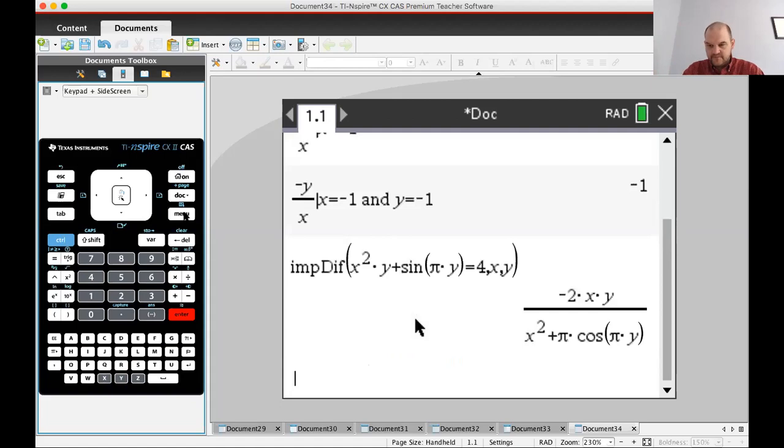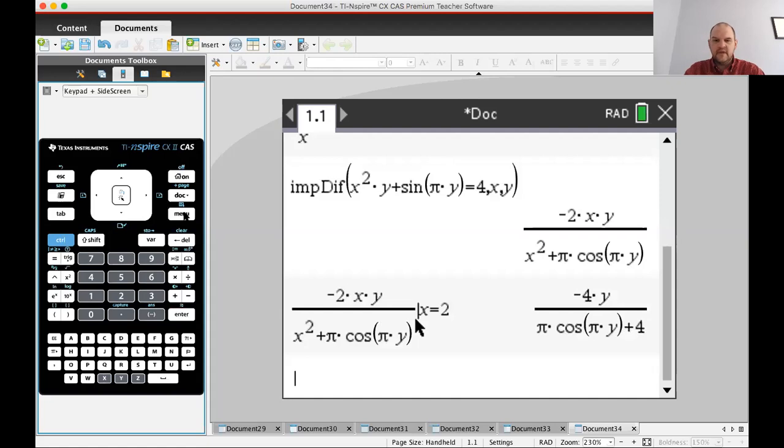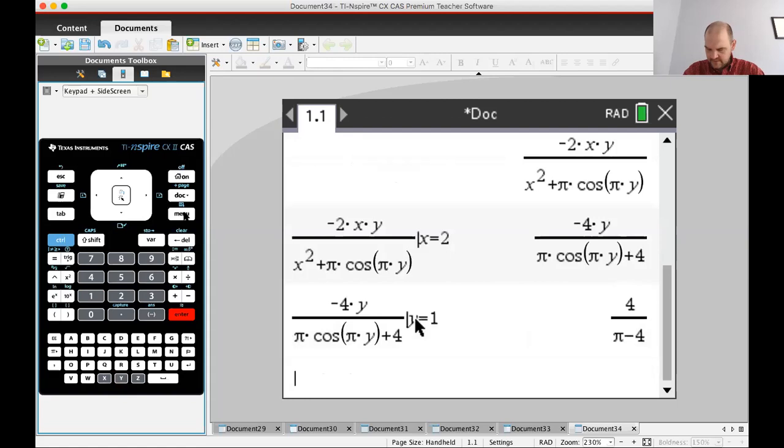Press enter. Now, we never even did that part by hand. That's what we would have gotten if we solved for dy/dx. Now what I'm going to do is such that x equals 2, okay, and then such that y equals 1. And press enter. And you can see the calculator gives the second answer that we found, 4 over pi minus 4. It's just really common, so be on the lookout for that. All right, I'm going to go back to the notes, and then I will end this video and come back and just keep going.